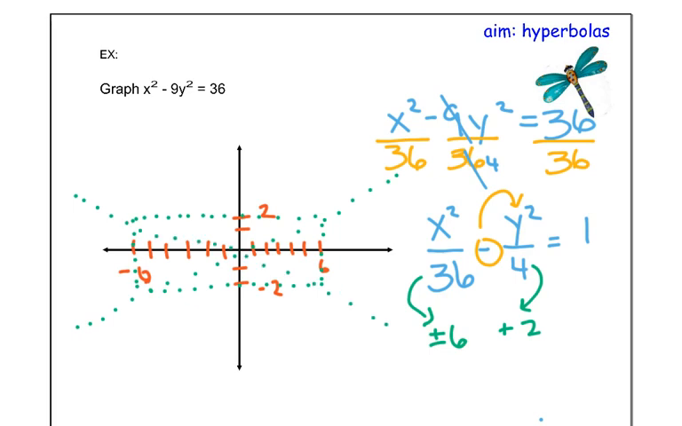Then we're going back to our equation. The negative was on the y squared, so we have no y-intercepts. So we're actually using the x values of 6 and -6 along with the asymptotes that we've created to try to get our hyperbola on paper.